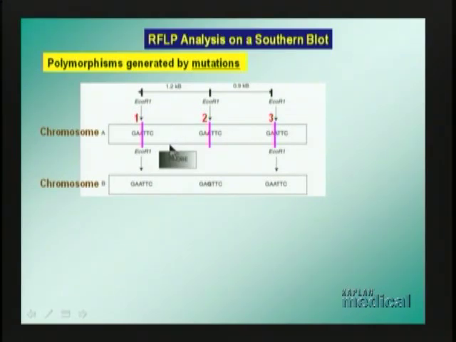Now let's assume in chromosome A at site 2, there is this GAATTC. This is the palindrome for EcoR1. Let's assume in chromosome A, there's that third nucleotide here, the A. In chromosome B, let's assume there was a mutation of that A to a G. Notice how this is no longer a palindrome.